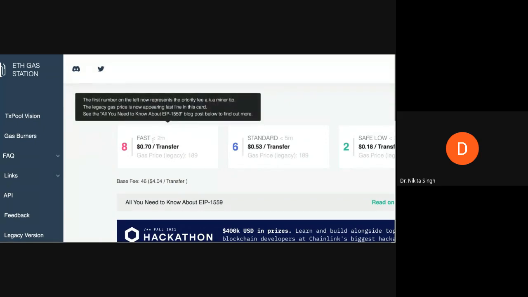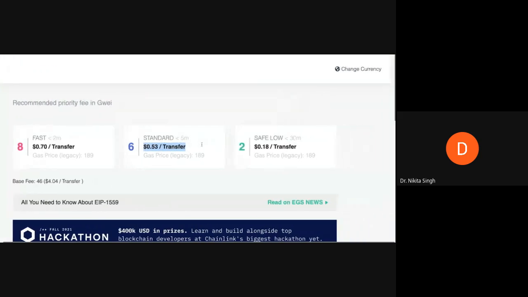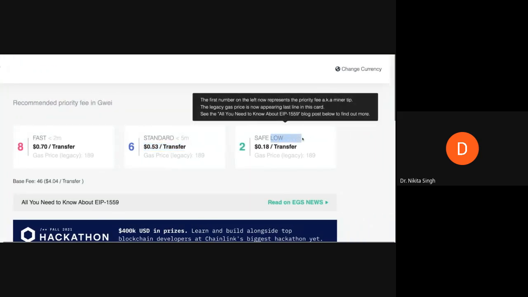If you want your transaction to be confirmed in less than 2 minutes, you have to pay this much amount of money. All right. If you're okay to get your transaction confirmed in 5 minutes, you have to pay this amount of money. And if you want your transaction to be confirmed in like 30 minutes or so, this is the amount of payment that you have to make for the transfer.